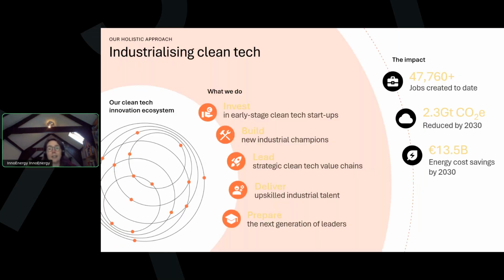InnoEnergy has, in those 15 years, developed into a professional company that invests in early stage startups, builds new industrial champions. We deliver upscale talent, prepare the next generation of energy transitioners, and we lead some of these clean tech value chains. We've created impact in terms of jobs, reduction of CO2 emissions, and energy cost savings. And in practice, it means that our master programs are enabled by this ecosystem, and by joining our programs, you will become part of it.